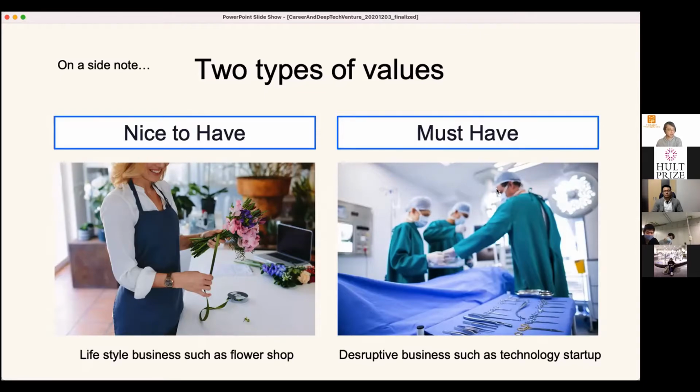And the must-have thing is like operations, the medical businesses, because people will die if they don't get it. So this is kind of essential work, and most disruptive and innovative businesses, such as technological startups, are providing must-have values, not nice-to-have values. So if you want to make a huge impact, you have to think about the must-have value.